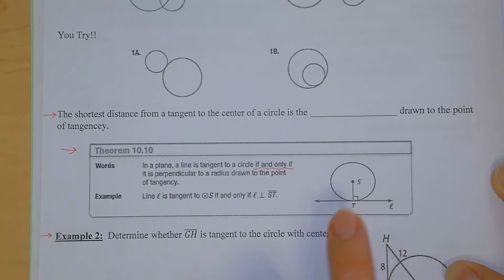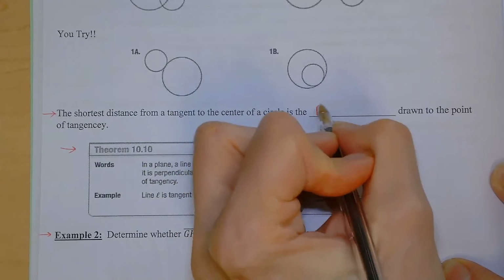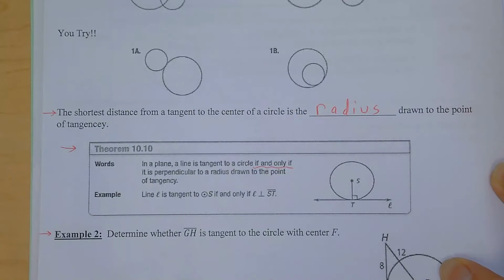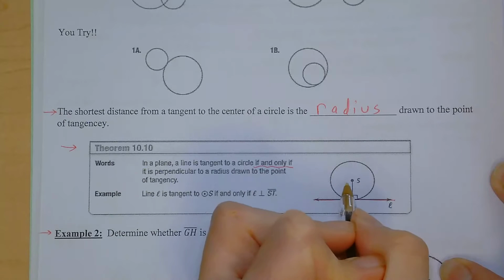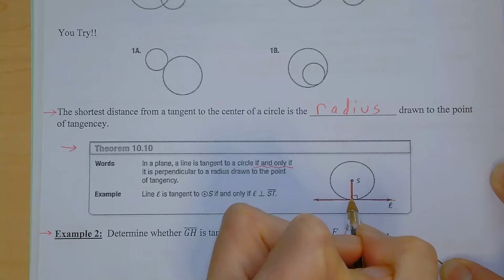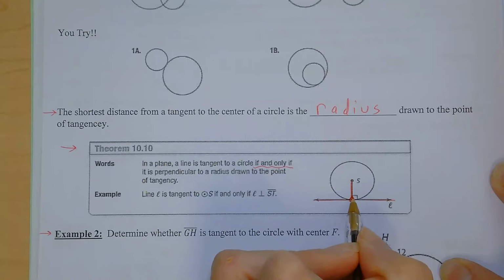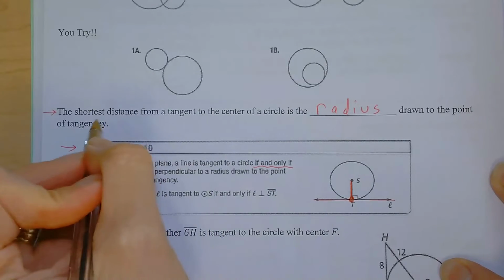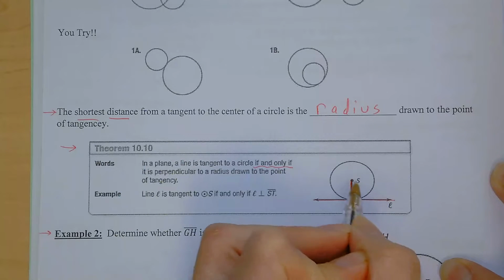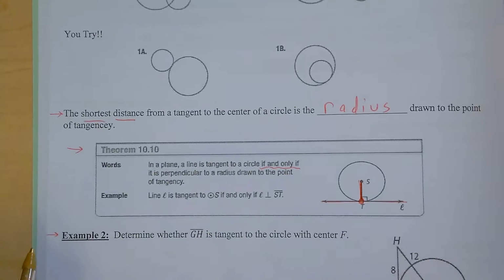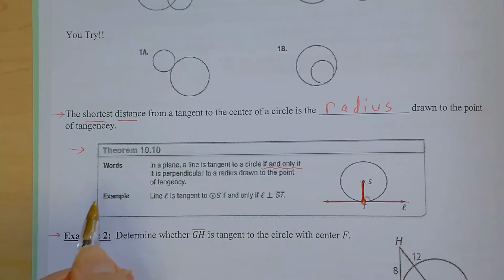First of all, this theorem comes from the idea that the shortest distance from a tangent to the center of the circle is the radius drawn to the point of tangency. Let me show you how this works. This line is tangent, and here is the radius intersecting the tangent line at the point of tangency. That distance right there is the shortest distance from the center of the circle to the tangent line. If I try to draw a different distance, it's going to be longer, so the radius is the shortest. All right, so that brings us to this first theorem.